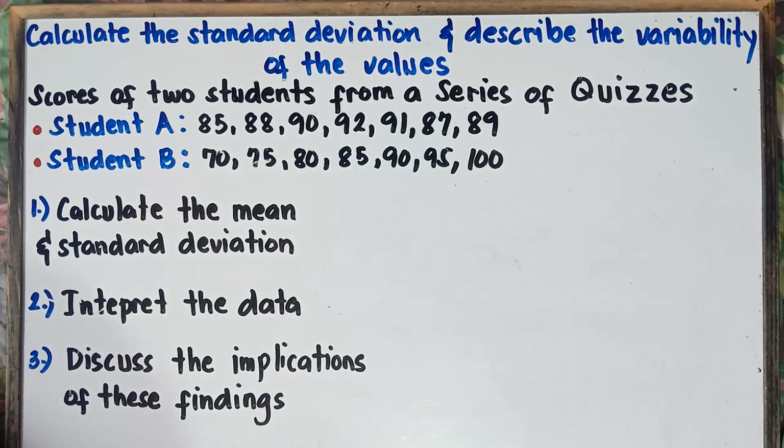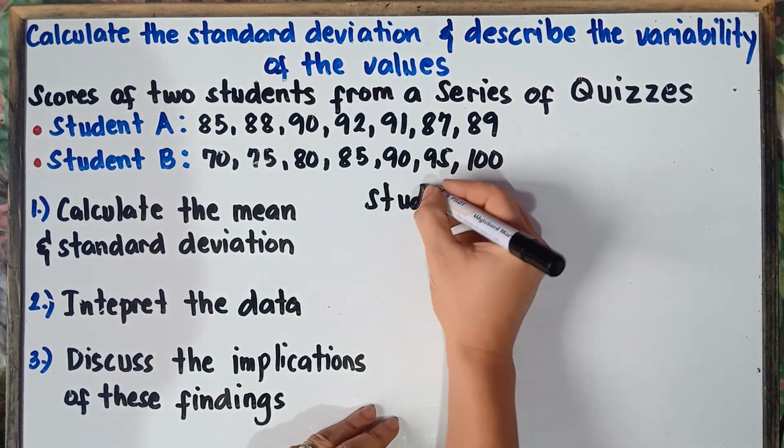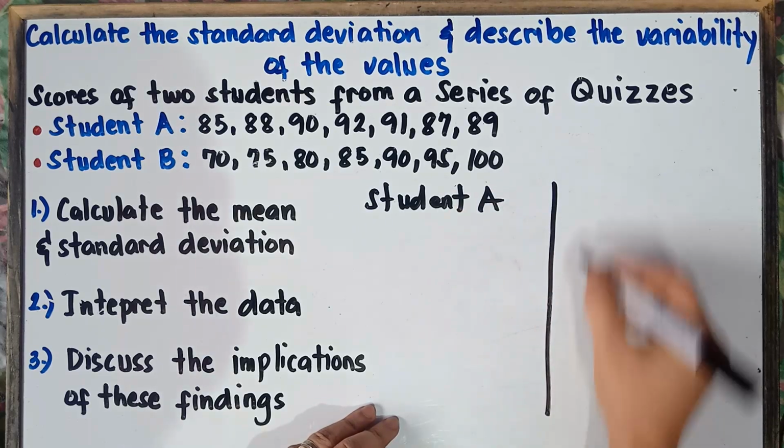So in today's video, class, we'll be answering directly the mean. So for the mean for student A, let's do that. So student A. Alright, so student A, and then we have student B.